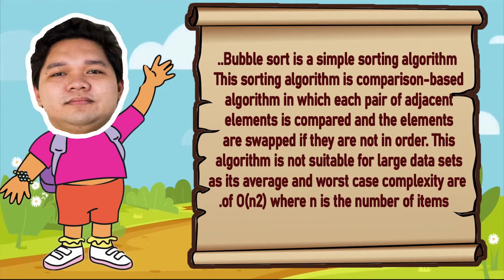Bubble sort is a simple sorting algorithm. The sorting algorithm is comparison-based algorithm in which each pair of adjacent elements is compared and the elements are swapped if they are not in order. This algorithm is not suitable for large data sets as its average and worst case complexity are of O n raised to 2 where n is the number of items.